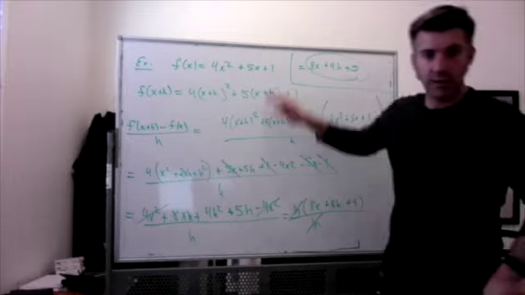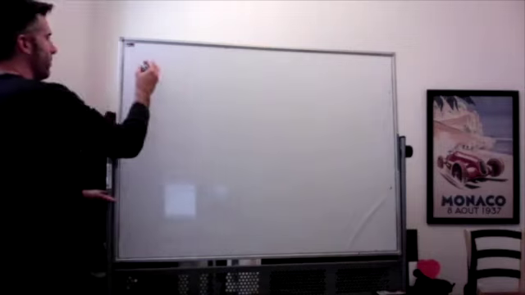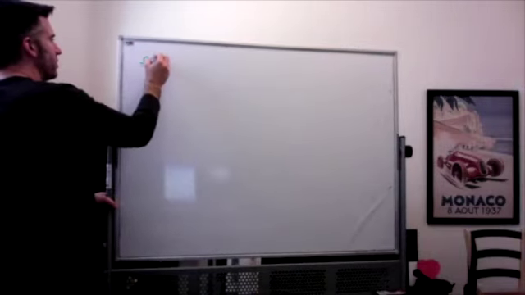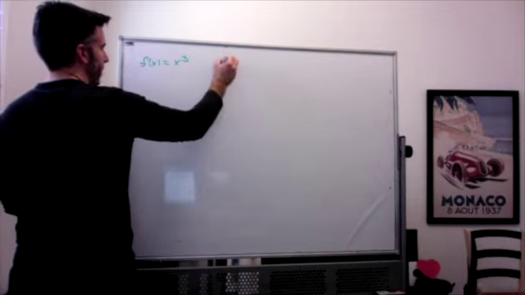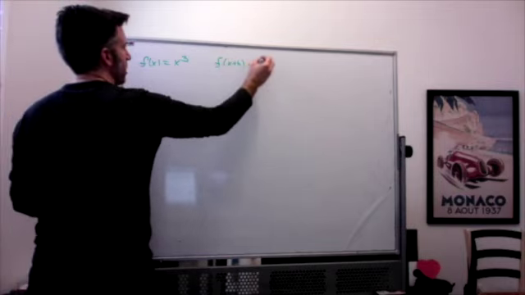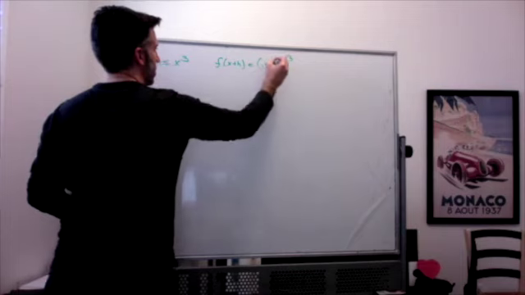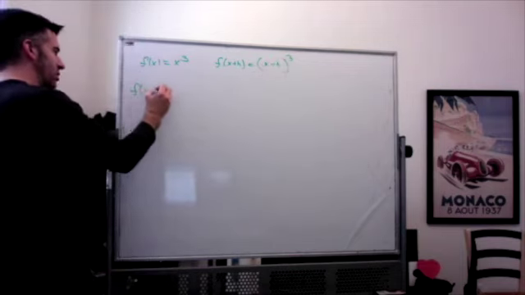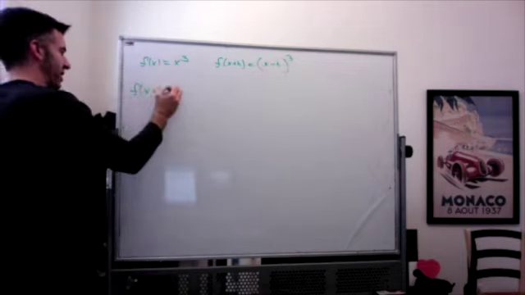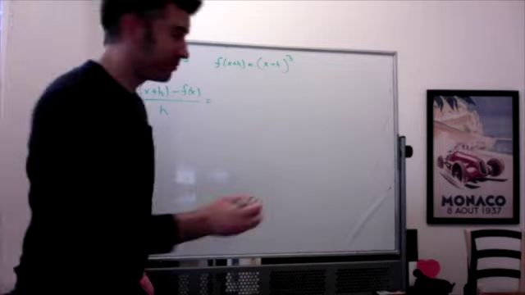Let's do another one. I'm gonna add one in here. Let's find the simplified difference quotient for f of x equal to x cubed. So f of x plus h is stuff cubed. Okay, so here's my difference quotient: f of x plus h minus f of x over h. x plus h cubed.